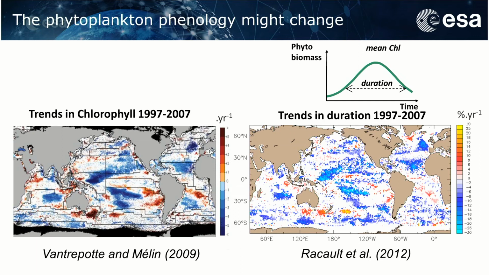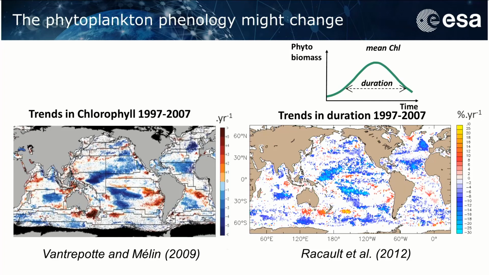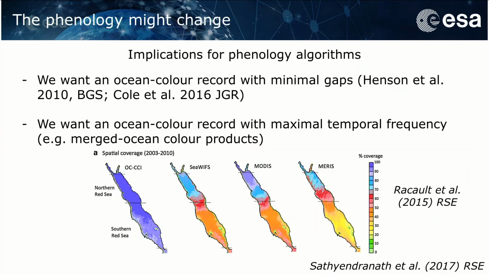And Marie-Fanny Racault, who was another postdoc of the European Space Agency, did her postdoc on this work. She looked at long-term changes in these properties. And in this case, she demonstrated that changes in duration are actually closely linked to changes in total chlorophyll. Okay, so implications for phenology algorithms.